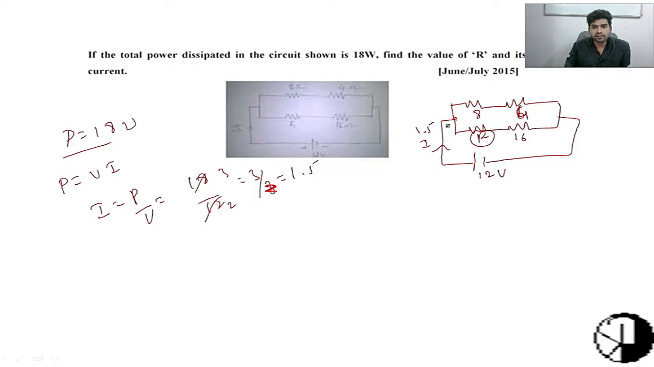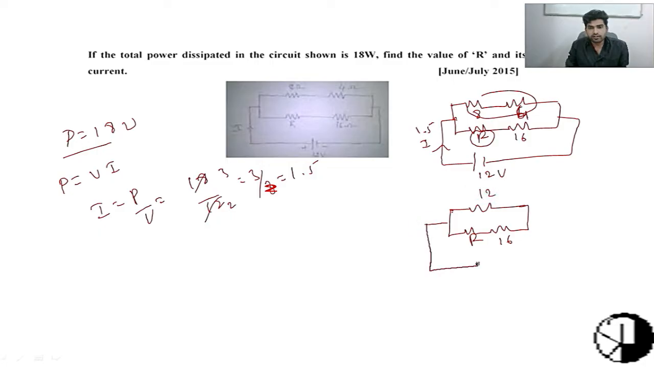Next we can calculate, see here. So voltage is common for this whole branch, right? Because once again, I'll redraw the circuit diagram like this. R will be there, and then here 16 will be there. So 8 plus 4, this is a series circuit, right? Series circuit. 8 plus 4 is 12.